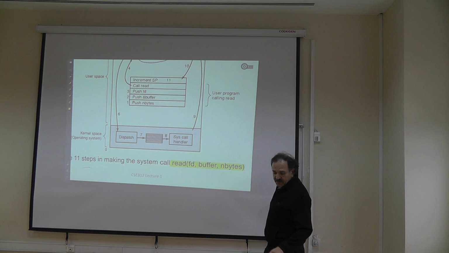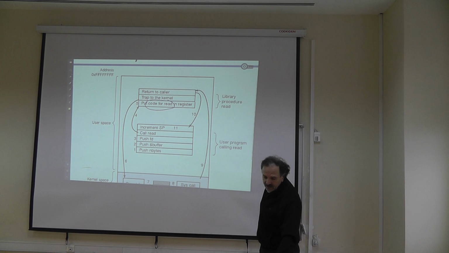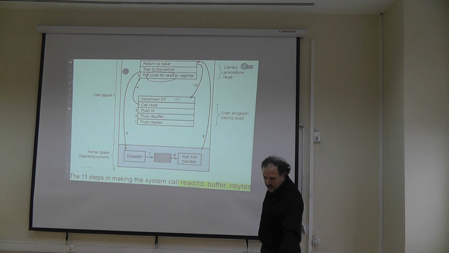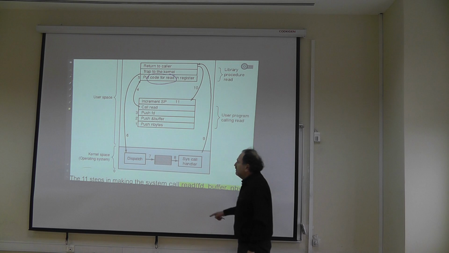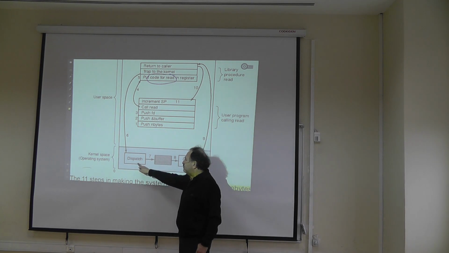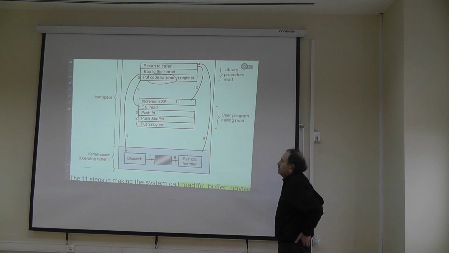It puts that number in the register. Then from that on, you trap to the kernel, to the operating system, and the operating system starts running. When you call the operating system, you trap to it. You are now in the kernel space, or kernel mode.